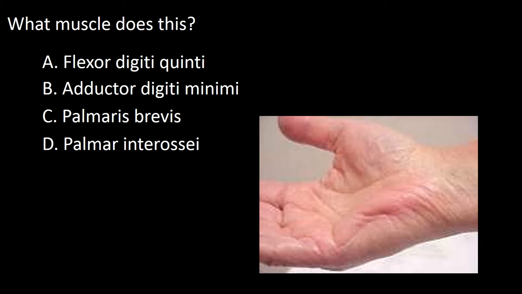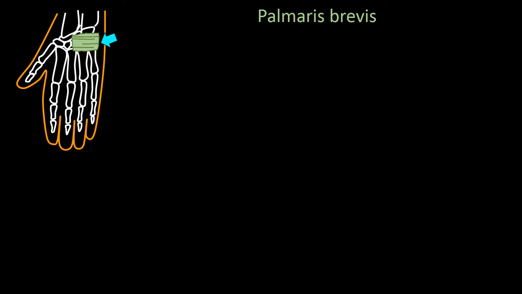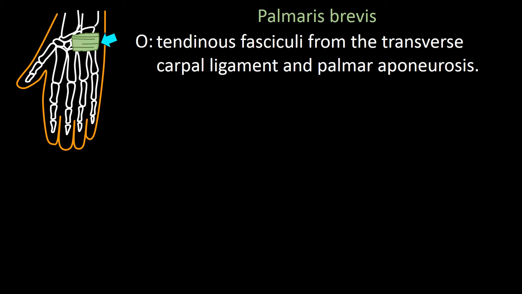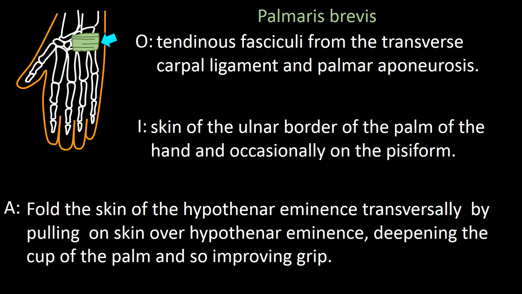Next question, what muscle does this? A. Flexor digiti quinti, B. Abductor digiti minimi, C. Palmaris brevis, D. Palmar interossei. In this figure, you can see the ulnar nerve innervated muscles of the hand. The arrow is pointing to the palmaris brevis. The palmaris brevis originates at the tendinous fasciculi from the transverse carpal ligament and palmar aponeurosis. It inserts on the skin of the ulnar border of the palm of the hand and occasionally on the pisiform. Its action is to fold the skin of the hypothenar eminence transversely by pulling on the skin over the hypothenar eminence. This pulling deepens the cup of the palm of the hand and so improves the grip.